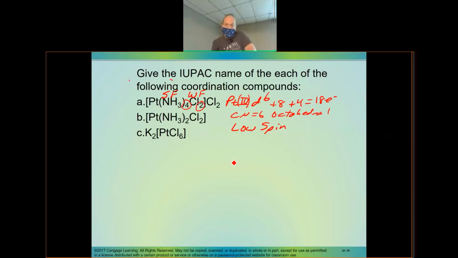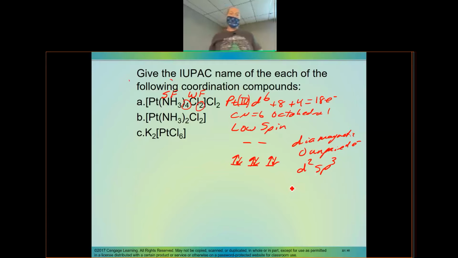Now we can put in our orbitals and our d6. Since it is low spin, all 6 electrons go down at the bottom. It is diamagnetic, which means, of course, 0 unpaired electrons. Now the hybridization: since these two are empty, the hybridization is d2sp3. All right, so let's do the next one.